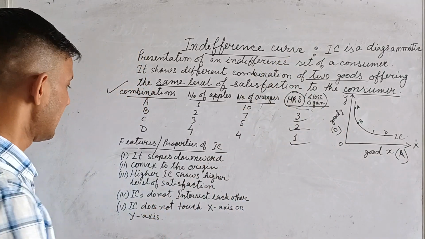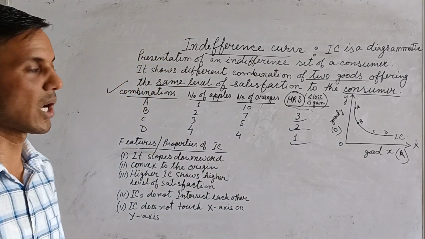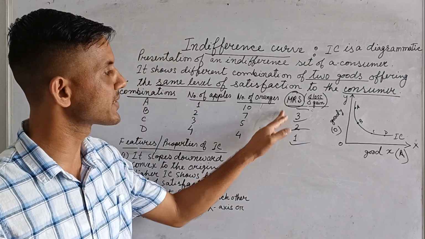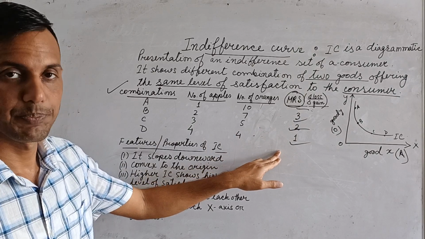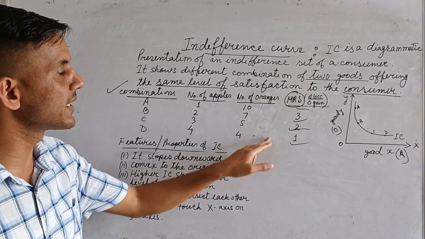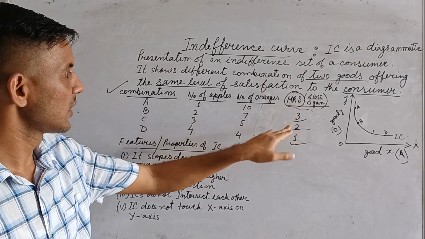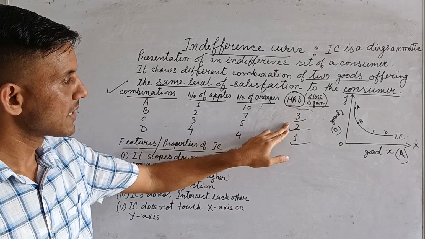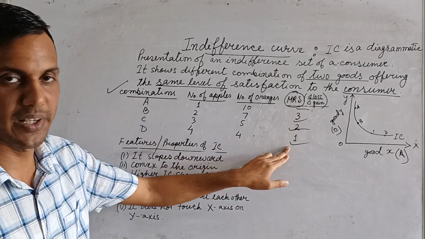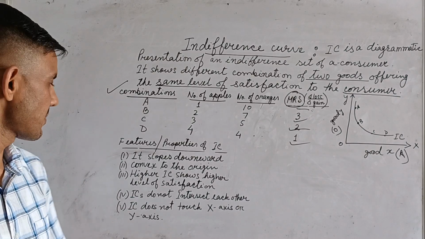Convex to the origin. Why is it convex to the origin? Because of diminishing marginal rate of substitution. You have seen that the marginal rate of substitution is decreasing. So this is called the diminishing marginal rate of substitution.